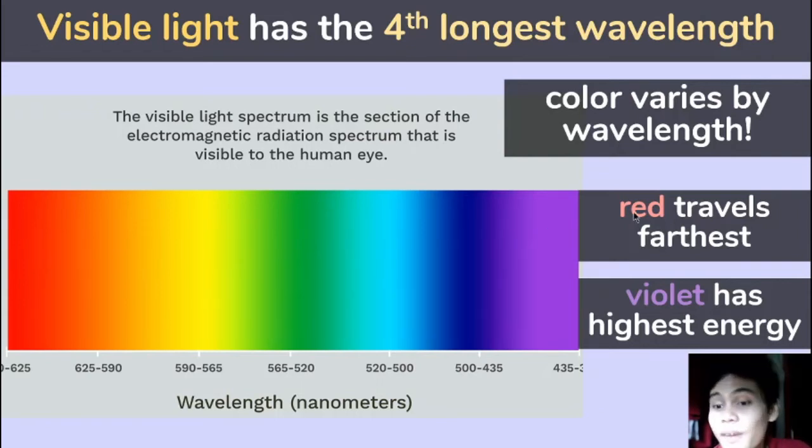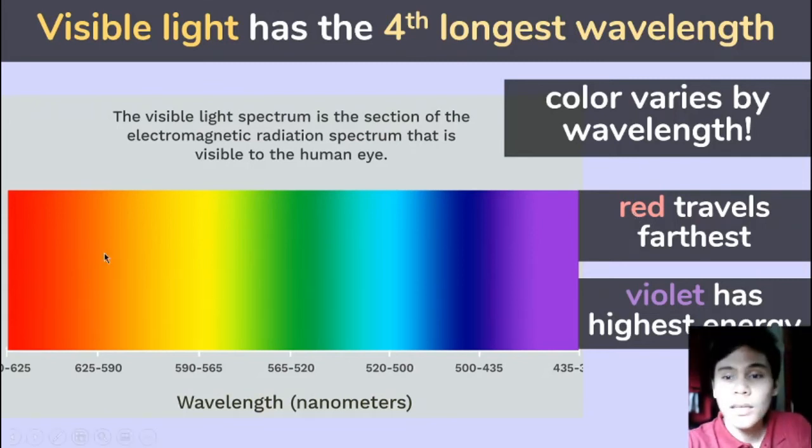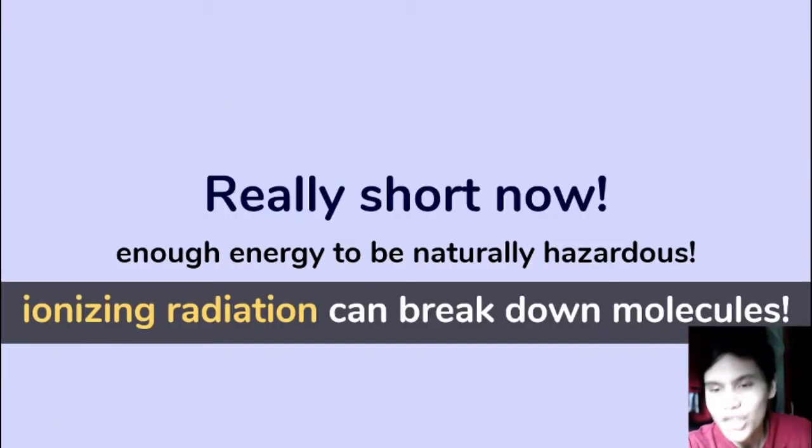So red travels the farthest because it has a very long wavelength, while violet has the highest energy because it has a very short wavelength. We're going to talk more about visible light in the next topic when we talk about light itself. So now we're getting to the really short types of electromagnetic waves that can actually break down molecules. These are called ionizing radiation because they can ionize or break down molecules like your DNA.